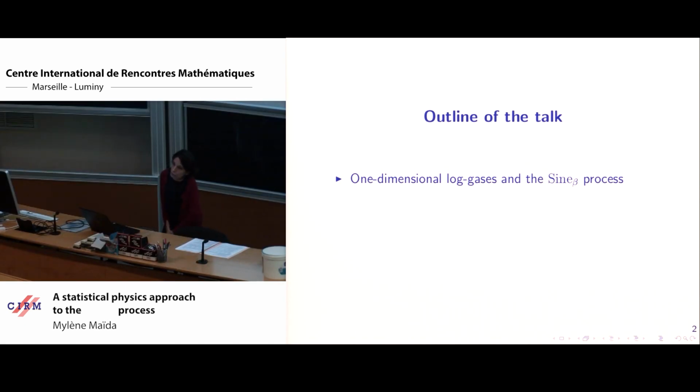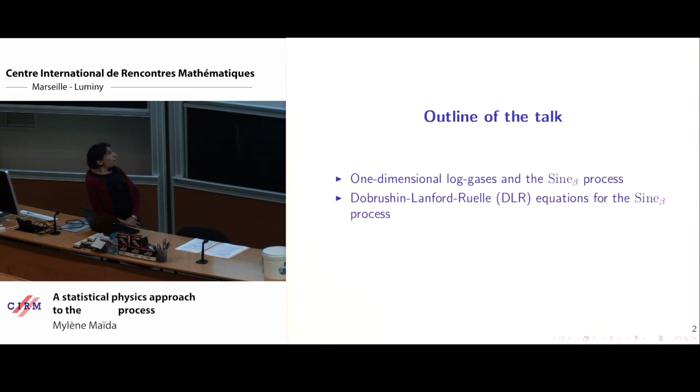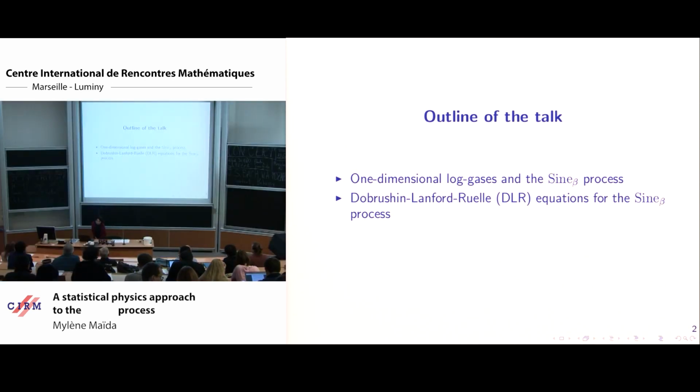So here, log gases will be on the real line or the unit circle. So it's not going to be discrete models, but continuous models. Okay, so the usual ones. Then I'll introduce our main result, which is what is called the DLR equation for the sine beta. And the DLR equation is from Dobrushin, Lanford, and Ruelle. So it's, let's say, a classical tool from statistical mechanics from the 70s.